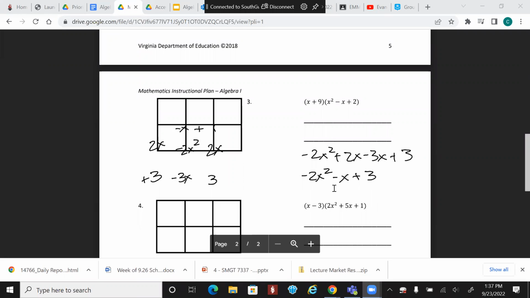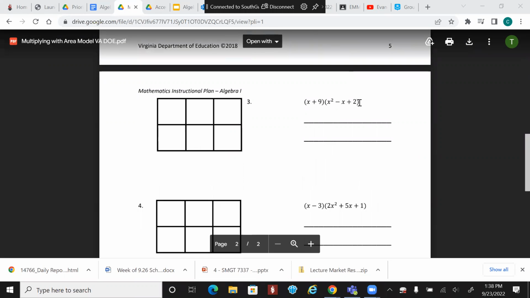This is where the new stuff comes in. Okay, so last unit, we learned about binomial.